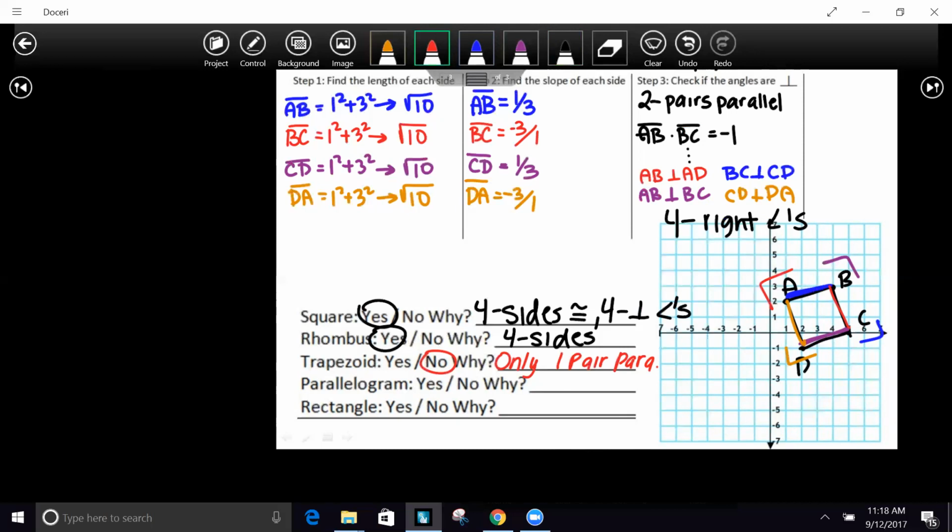What about parallelogram? Yes or no? First of all, what makes a parallelogram a parallelogram? Question. Pretty much.